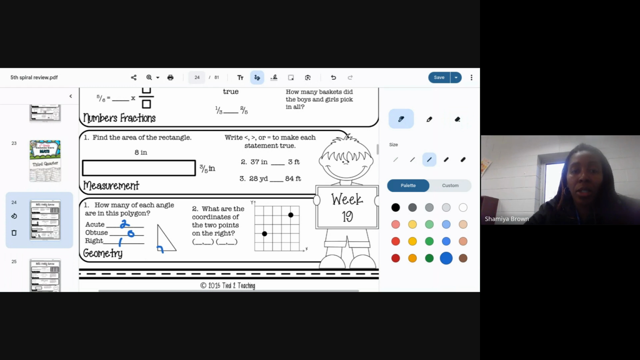All right, number 2 says, what are the coordinates of the 2 points on the right? So the coordinate of the first point right here, I have to go over 1 and up 2. So my coordinate for the first one would be 1, 2. And for this point over here, I go over 1, 2, 3, 4, and I go up 1, 2, 3, 4. So my coordinate for that one would be 4, 4.